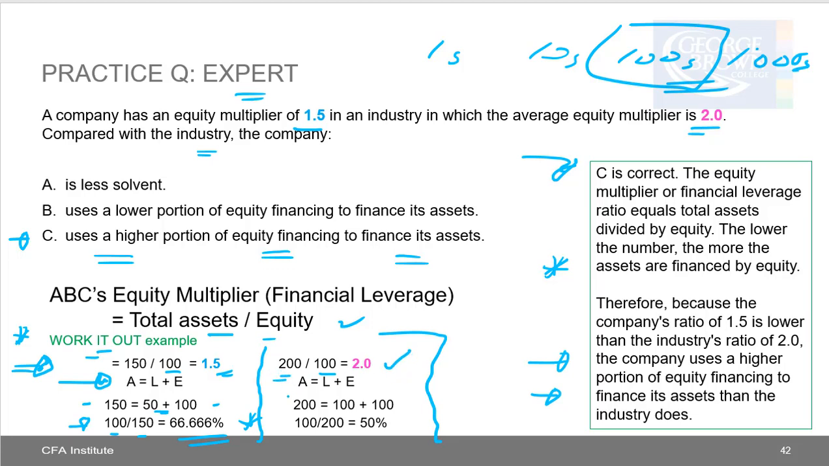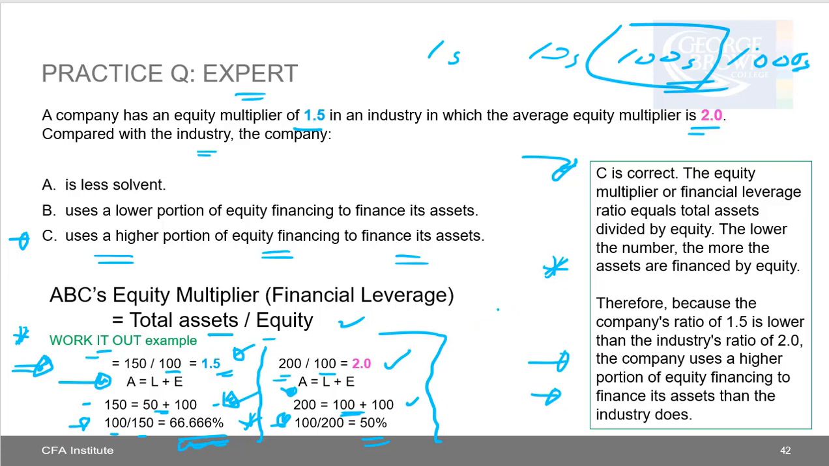So in this case, my assets would be 200, more assets. So assets equals liabilities plus equity, equity remaining at 100, the same, means my liabilities would be 100. Therefore, my equity divided by my assets, 100 divided by 200, is 50%. So you can see an equity multiplier of 1.5 means a higher proportion or a higher percentage of my assets are being financed through the equity.